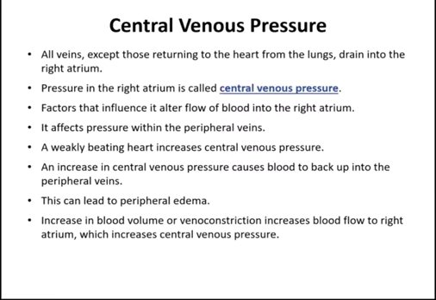When this alters, at whatever level it is, it affects pressure within the peripheral veins, right? So the movement of blood in that area is going to get affected by venous pressure. A weakly beating heart increases the CVP, or central venous pressure. An increase in central venous pressure causes the blood to back up into the peripheral veins, right? If the pressure goes up, we're pushing blood in the opposite direction, because, remember, there's not a lot of overall blood pressure force to move it forward.